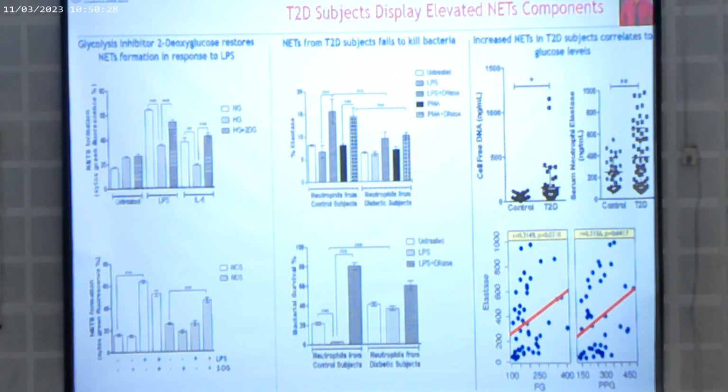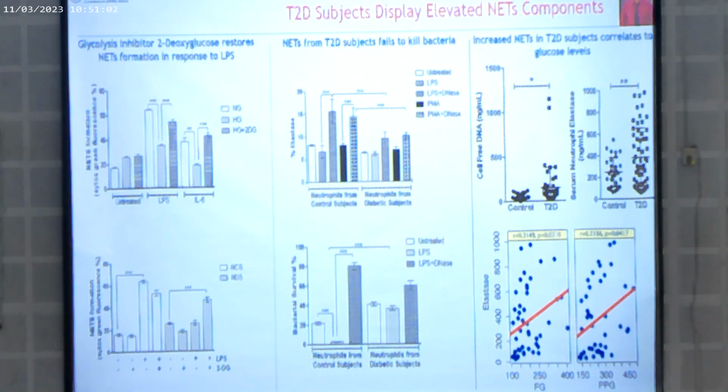Further, we cultured neutrophils with bacteria. With normal neutrophils, the survival of the bacteria is less because their NETs are working. When we add DNase to dismantle the NETs, even the normal neutrophils won't be able to do anything, and the bacteria will grow. But in diabetes, unfortunately, the diabetic neutrophils cannot make NETs, and if they do, they are very weak NETs, so they cannot kill the bacteria. And if we add DNase, nothing will happen.